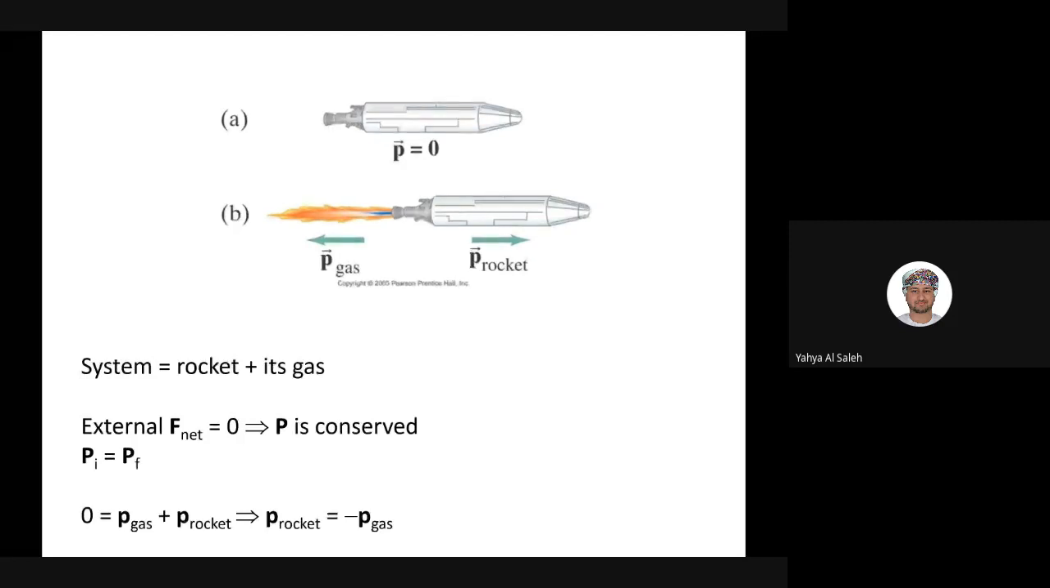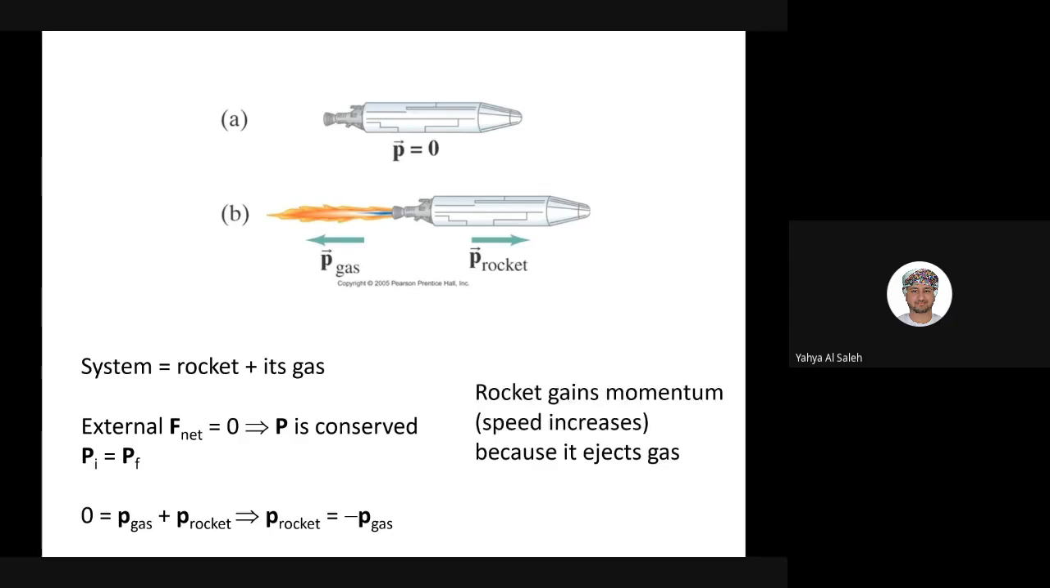The only way that is possible is if the momentum of my rocket in the front direction, because it's a vector, cancels out the momentum of the gas in the back direction. So the total is still 0. And this is how these rockets gain momentum and increase their speed in outer space. It ejects hot gases.